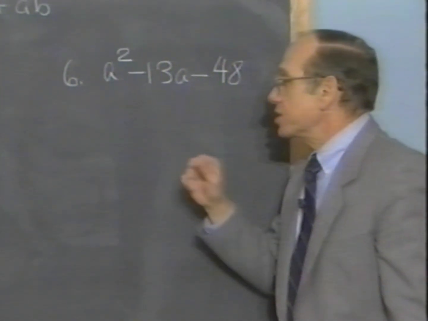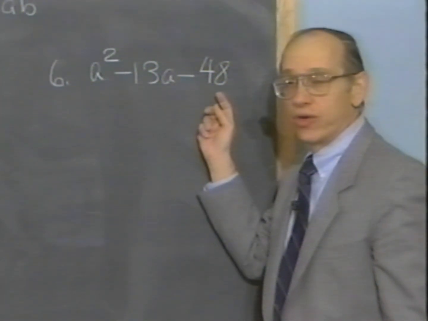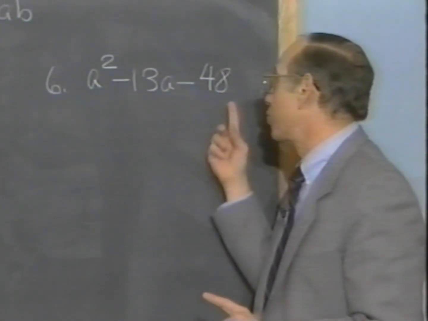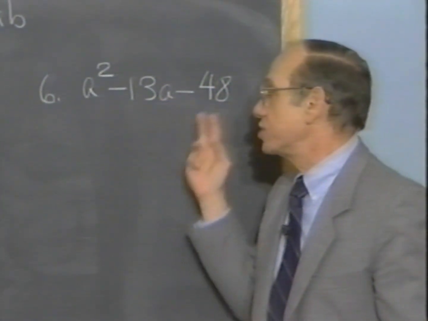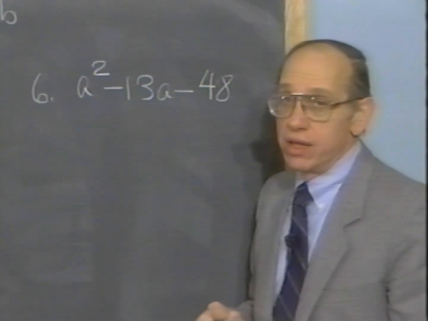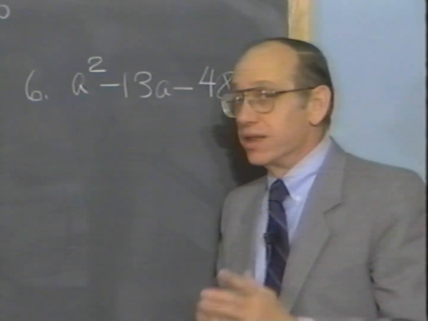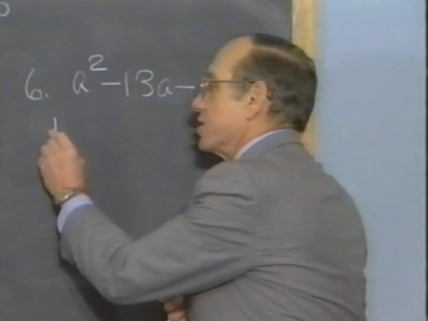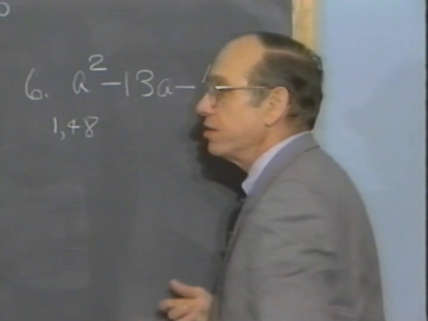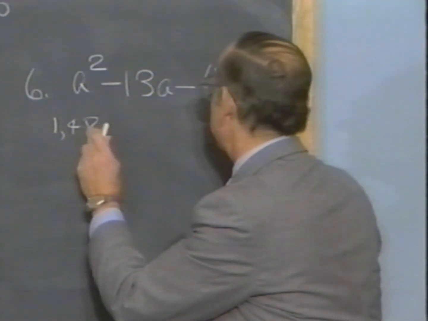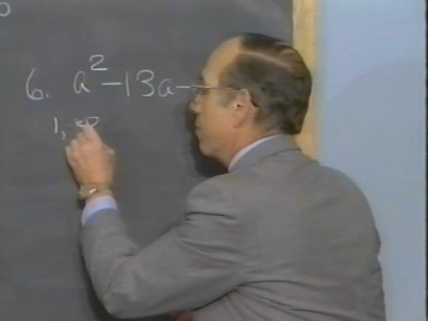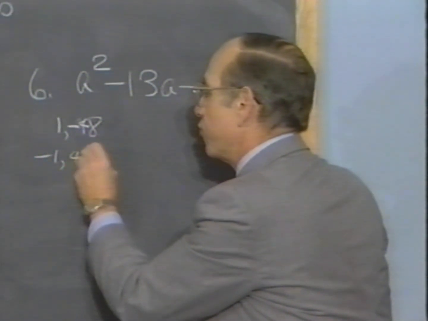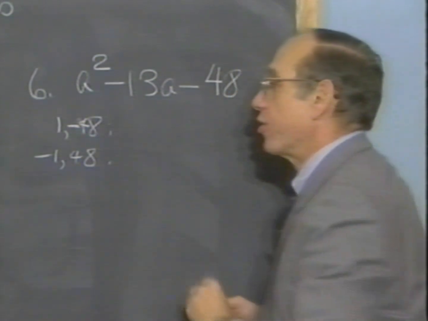In problem 6, we have a squared minus 13a minus 48. Now here we're going to have to look for two numbers whose product is minus 48 and whose sum is minus 13. 48 has a lot of factors. And if you really start writing them all down, you get things like this. 1 and 48. Sorry, I guess it's got to be minus, so it's 1 and minus 48. Well, that's not going to be right. Minus 1 and plus 48. What other possibilities are there?